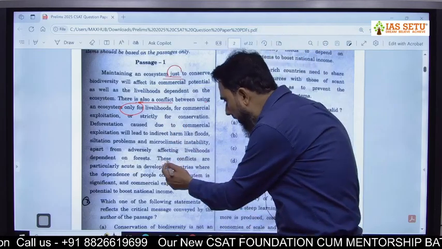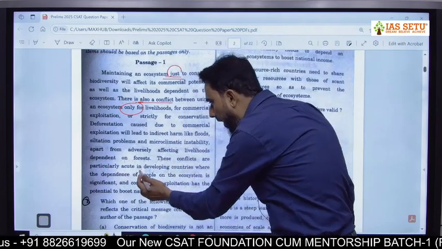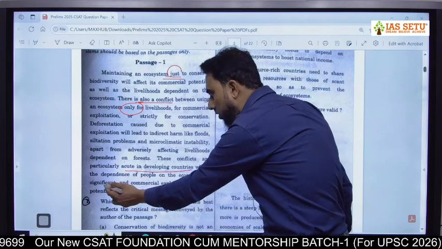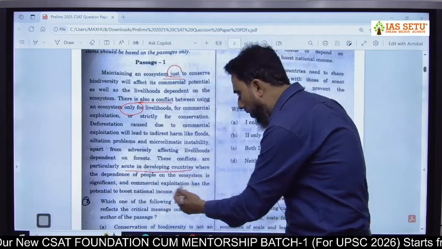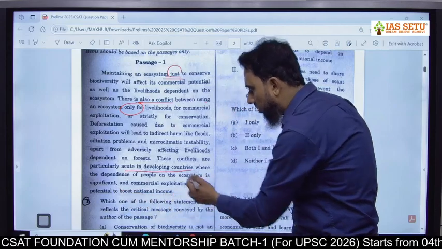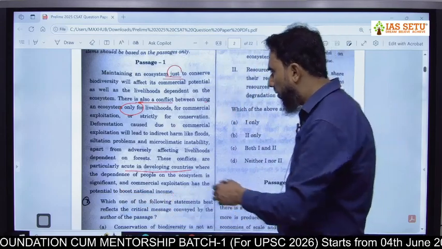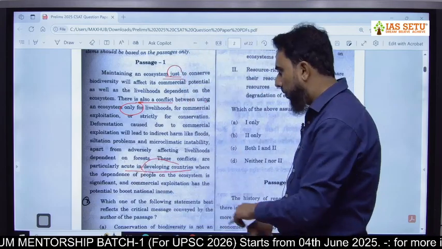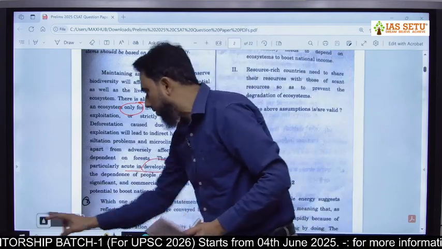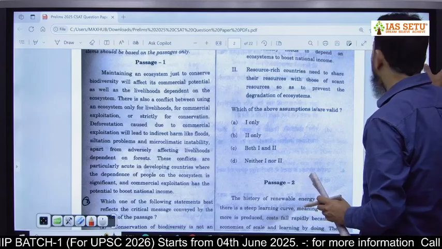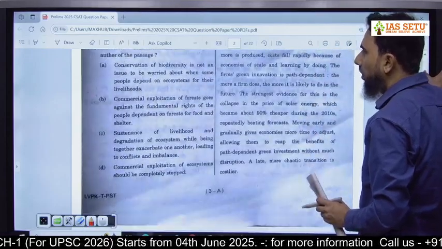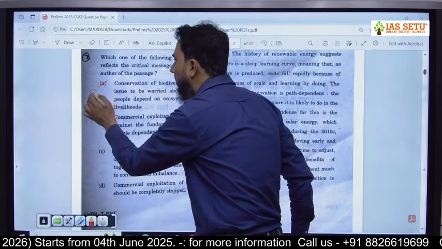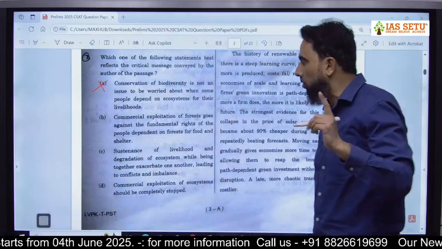And at the end, he says these conflicts are particularly acute in developing countries where the dependence of people on the ecosystem is significant and commercial exploitation has the potential to boost national income. Right. Special problem, acute problem is there in the developing countries where the dependence of people on ecosystem is significant. So this delicate balance is hampered there. So coming to the options, first option A is wrong because it does not represent the main point of the passage.